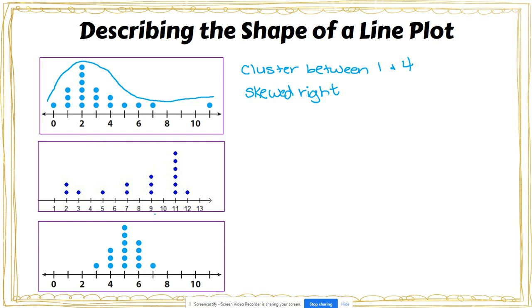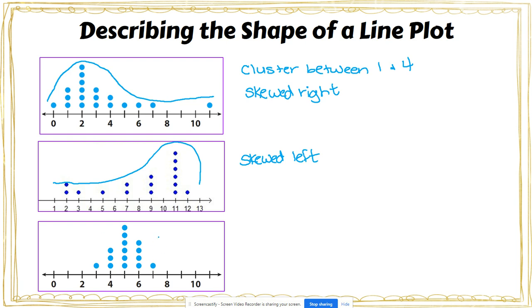For our next dot plot, you can see that we have a cluster here from about 9 to 12. And if I were to put a line here to represent this data, it goes like this, which means that this data has a tail that goes to the left, so this data would be skewed left.